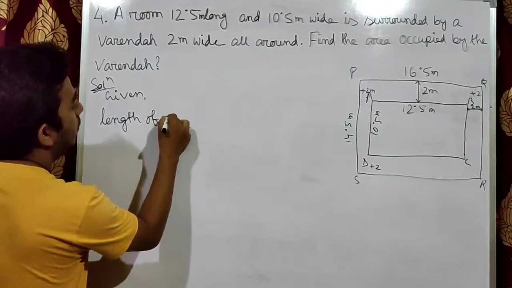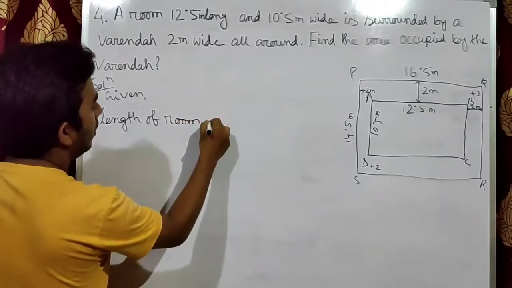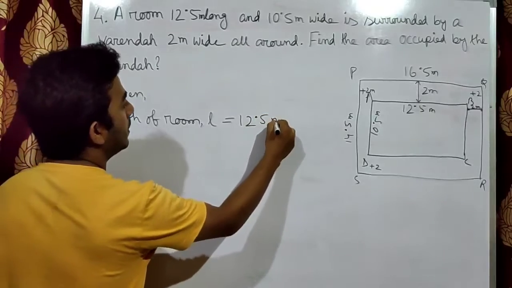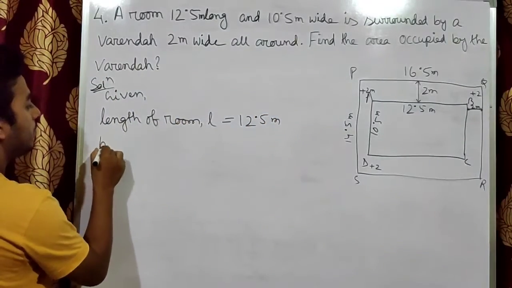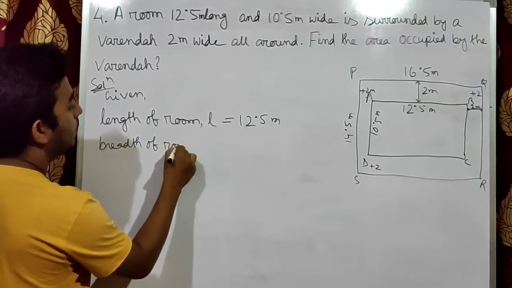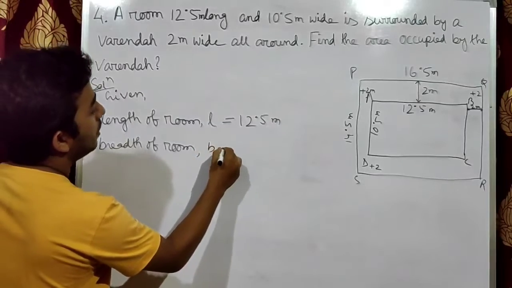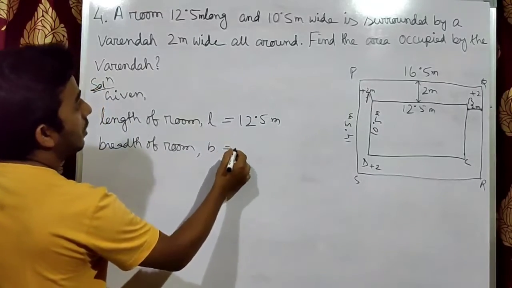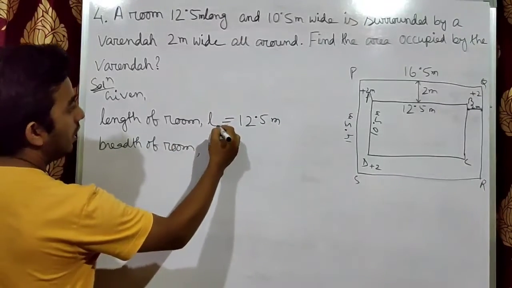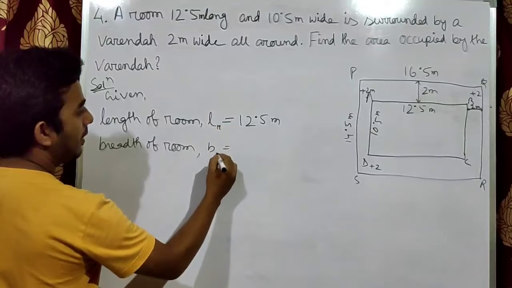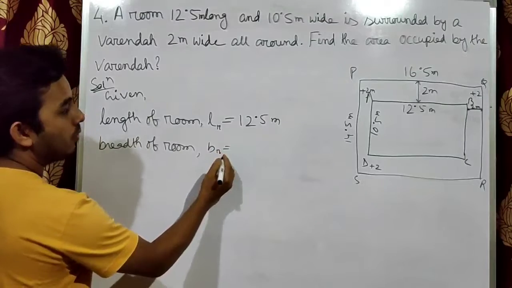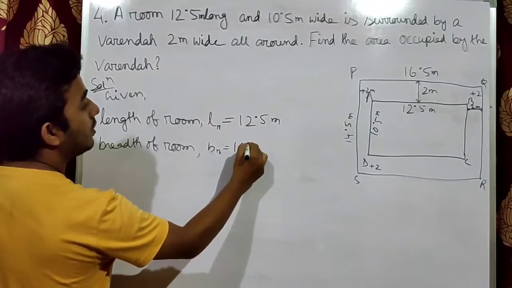Length of room, L equals 12.5 meter. Then breadth of room, B equals... okay, there are two lengths, right? So we will denote length of room as LR and breadth of room as BR, that is, sorry, breadth of room. Breadth of the room is 10.5 meter.